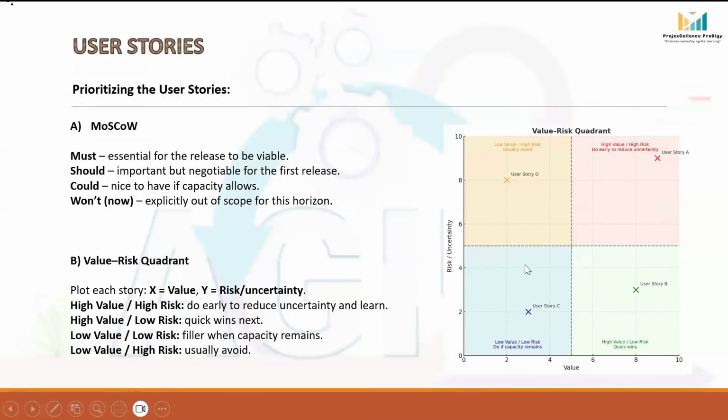So we saw this method ensures the team invests effort where it matters most: tackling valuable risky items early, delivering quick wins next, and avoiding low value distractions.